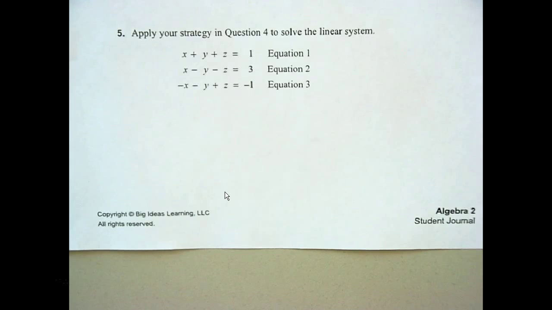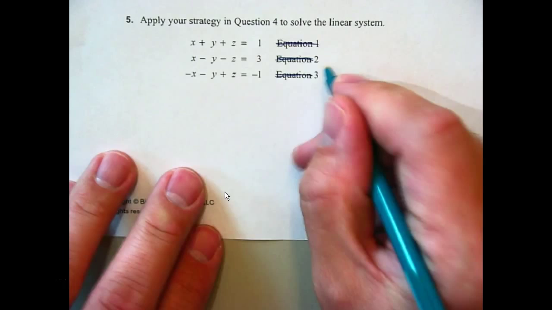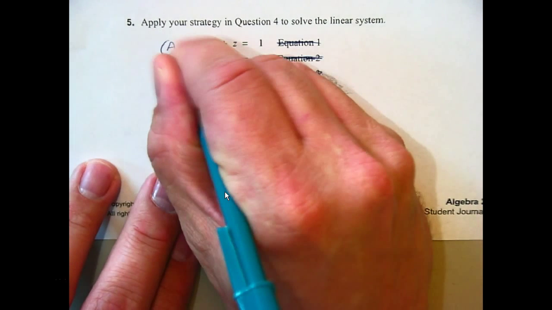So, I don't like really the way they put equation 1, equation 2, and equation 3. I'd prefer you call this equation A, B, and C.